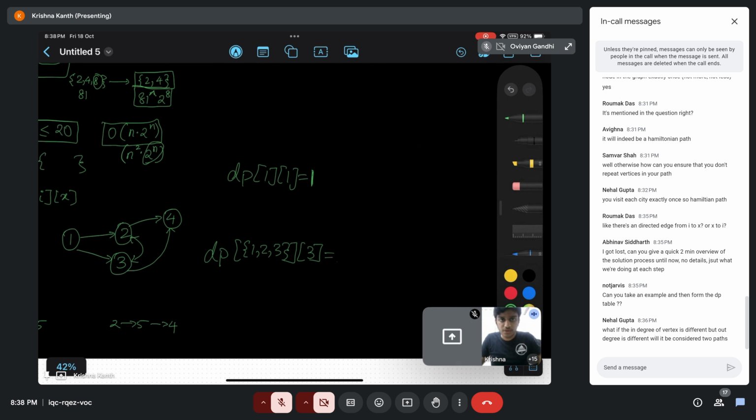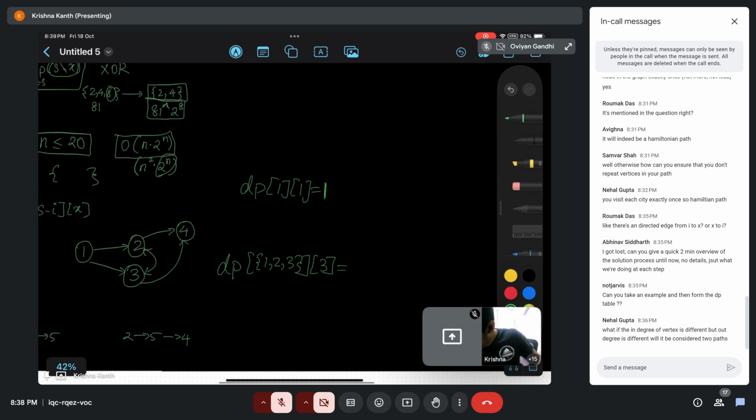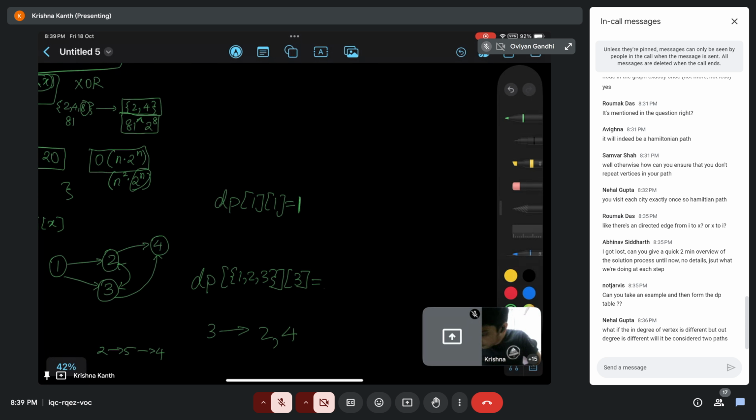One minute, let me just think of the dp state. This would be the number of nodes in 3 would be 2, 4, such that x is also a part of S. So 2. Can you just give me a minute? I'll just think of the states.